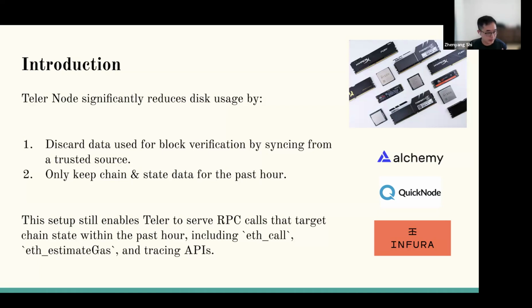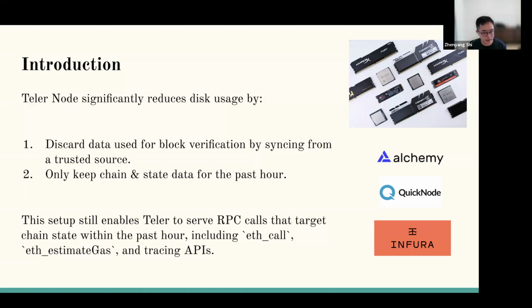And second, Teler only keeps chain and state data for the past hour, because for most use cases, people only care about the current state or at most the recent state. With this, Teler is still able to serve RPC calls that target chain state within the past hour. This includes eth_call, eth_estimateGas, and tracing APIs.